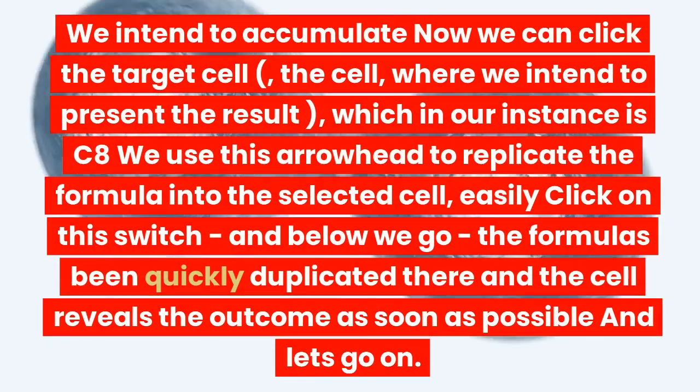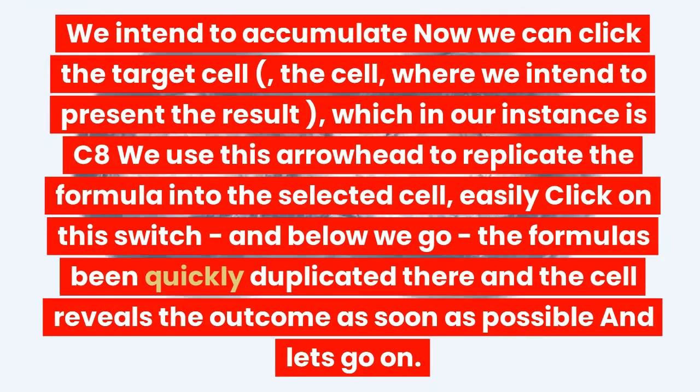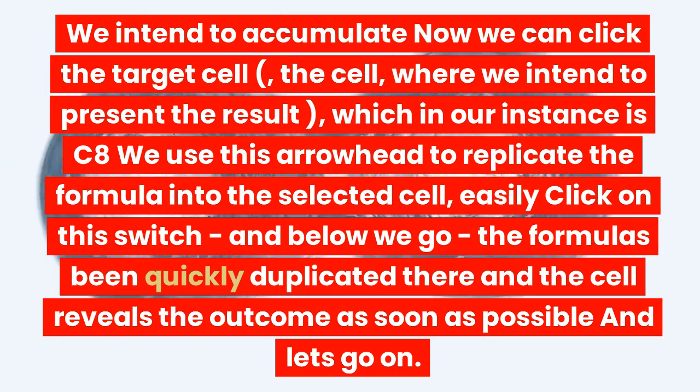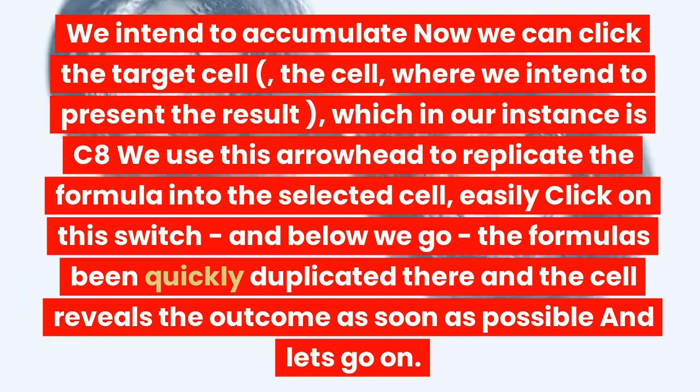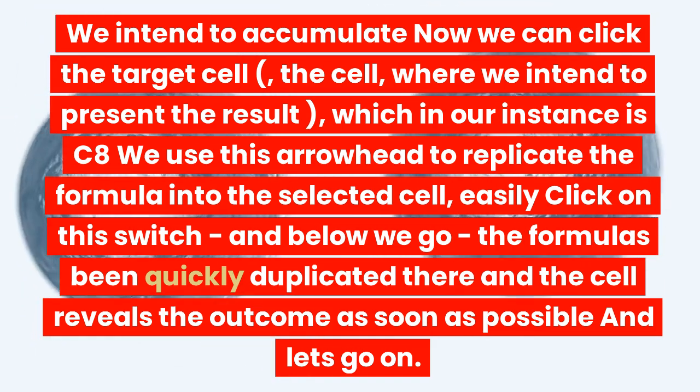We want to add up. Now we can click the target cell, the cell where we want to display the result, which in our case is C8. We use this arrow to copy the formula into the selected cell. Simply click on this button, and here we go. The formula has been quickly copied there, and the cell shows the result right away.